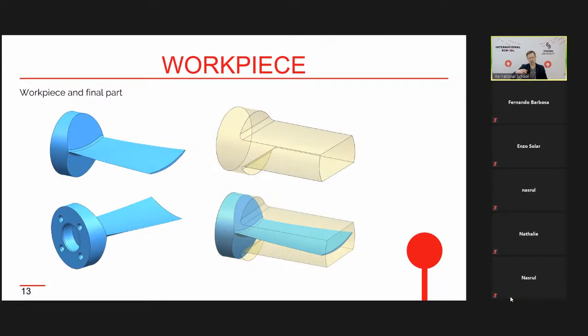This is not a real root, because this part was made for experiments. But later we will see some other pictures of this part. That's why I show you this part here. Okay, on the left, the final part, and on the right we can see a translucent workpiece. The top right picture shows the workpiece, and the bottom right picture shows the part in the workpiece. So you can see where we have the material that should be removed to form the final part.